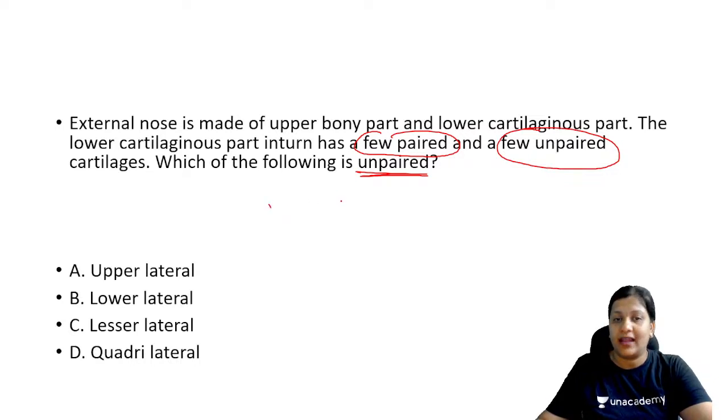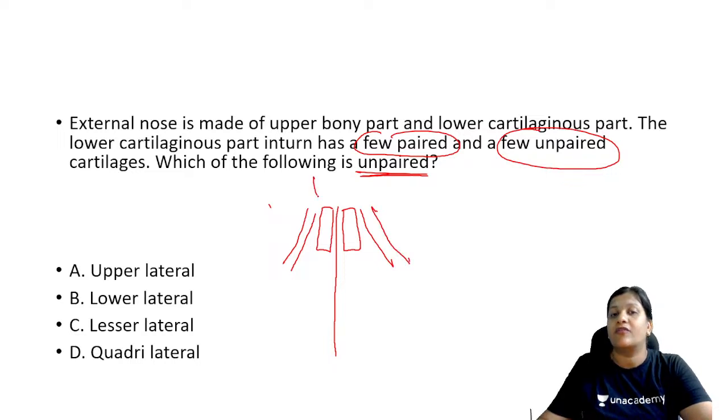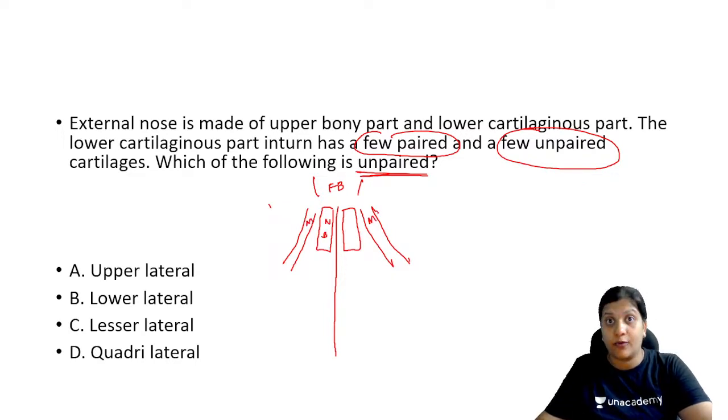Okay, so if we take the anatomy, the external nose is made up of a bony pyramid, which is made up of the nasal bone, which are paired, the ascending process of the maxilla, which are again paired, and the frontal bone from above, which is an unpaired structure. So nasal bone and ascending process of maxilla are paired bones. The unpaired bone is the frontal bone.